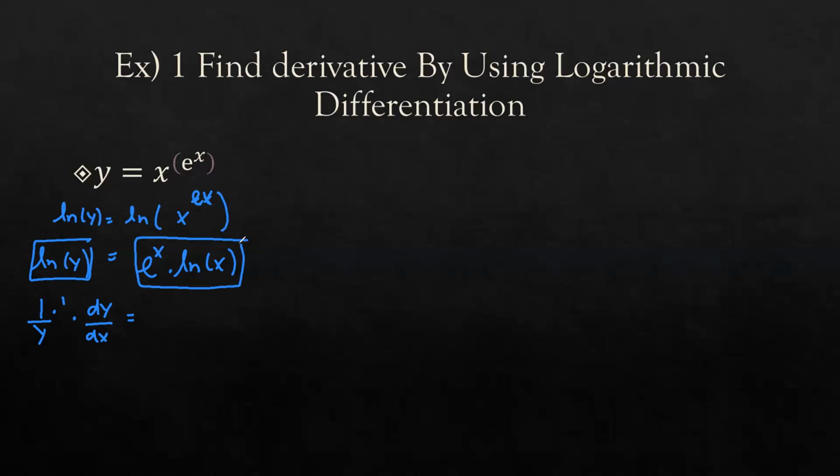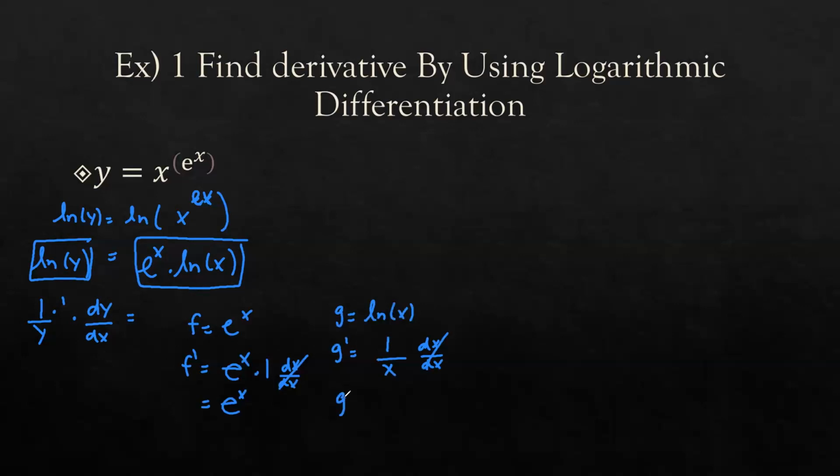You would have to apply the product rule, right? So if my f is e to the x, my f prime with respect to x would be e to the x times 1. You do have the option of putting dx over dx, but that just becomes 1. So really, it's just e to the x. And then my g is ln of x. G prime is 1 over x, and then dx over dx, which becomes 1. Okay, so yeah, g prime is this.